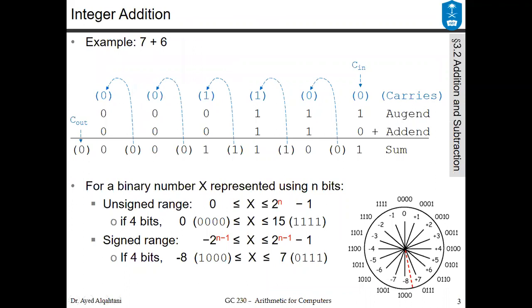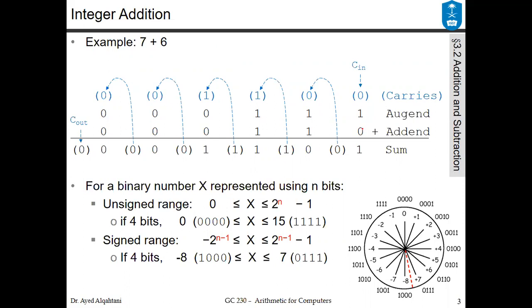So we will start with the integer addition. This is an example of adding the binary numbers 7 and 6. The augend is 7, as you can see here, and the addend is 6. And when you add two binary numbers, here we take an example of 6-bit representation.